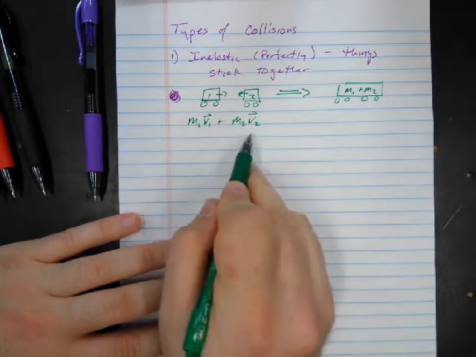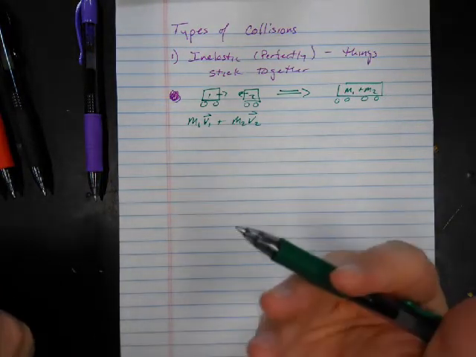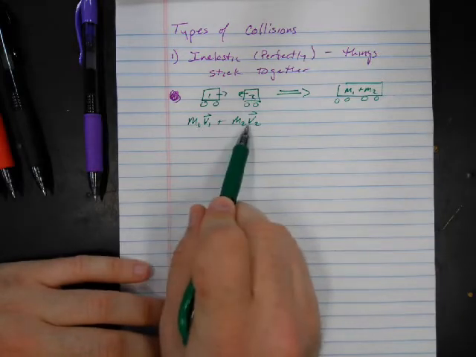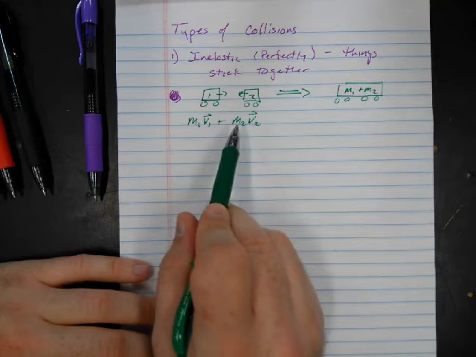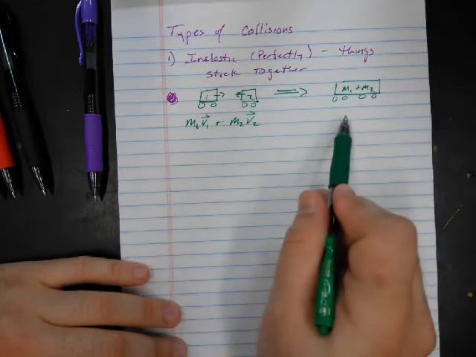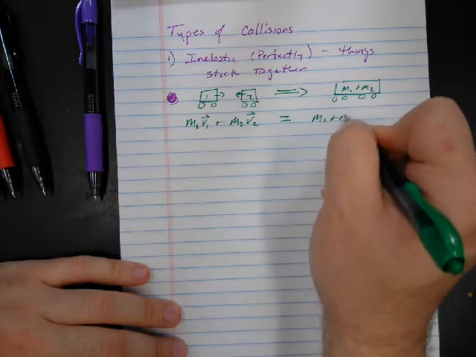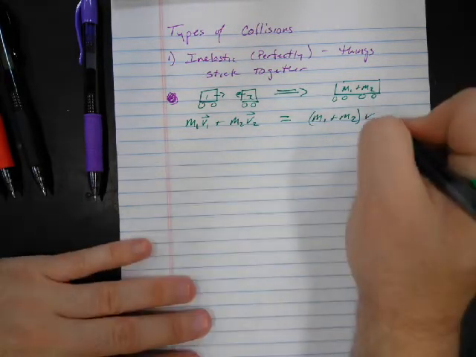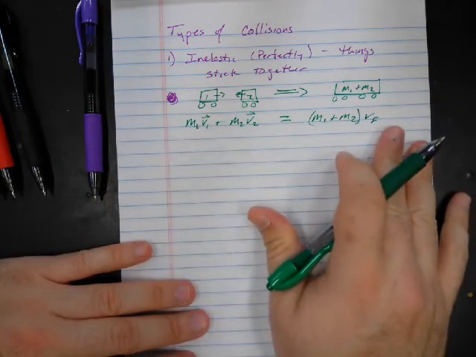Remember, these are vectors. So right now we're doing everything in 1 dimension. Eventually we'll do it in 2 dimensions. But right now, each one of these gets a different term before the collision. And then after the collision, we have mass 1 plus mass 2 times V, and we'll just call it V final. Everything just goes on like this.